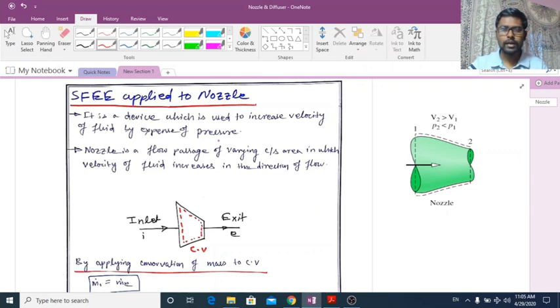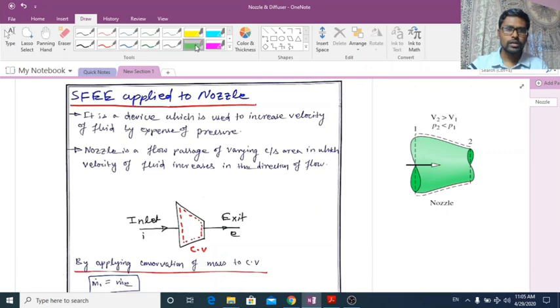Nozzle is a device which is used to increase velocity of fluid by expense of pressure. Similarly, diffuser is a device which is used to increase pressure of a fluid by expense of velocity of fluid. So first we'll go in detail of nozzle, then we'll go to the diffuser.